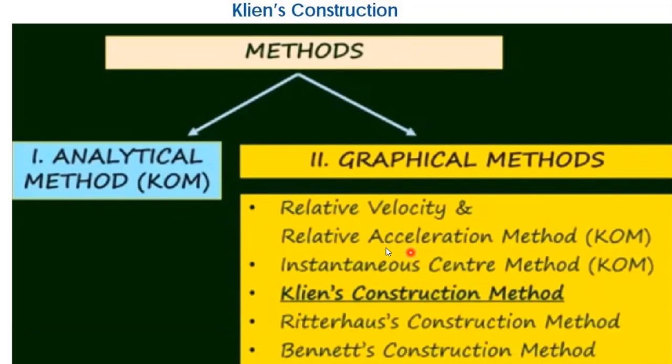So there are many methods like relative velocity, relative acceleration method, instantaneous center method. All these methods we have already studied in kinematics of machinery. In this semester, that is in dynamics of machinery, we'll be seeing three new methods: Klien construction method, Ritterhaus construction method, Bennett construction method. In this video, we'll be seeing Klien construction method and we'll be determining the velocity and acceleration of piston, angular velocity and angular acceleration of the connecting rod.